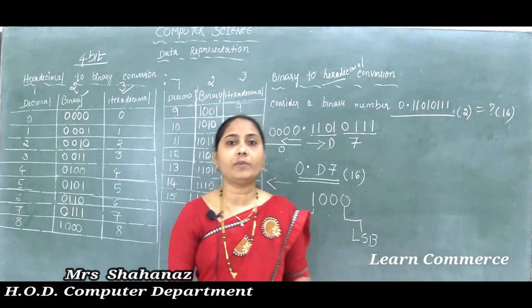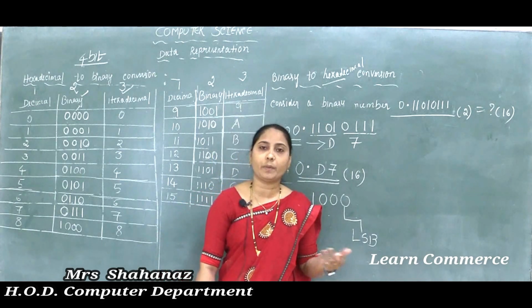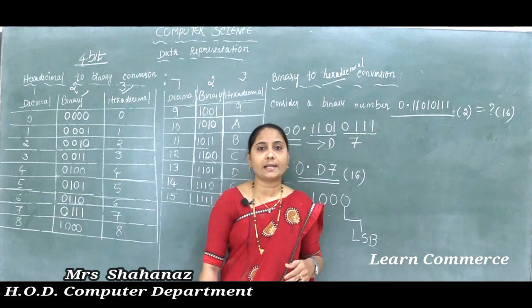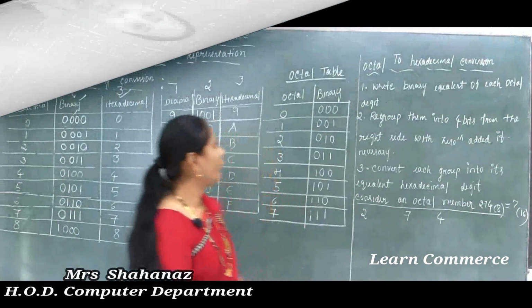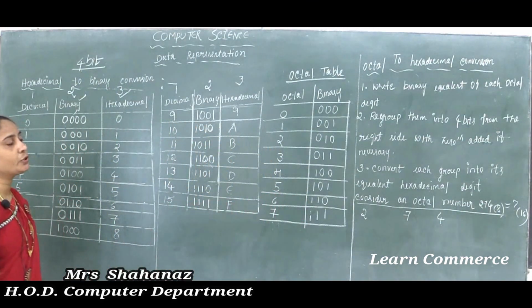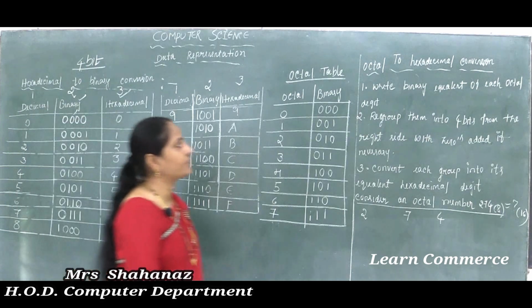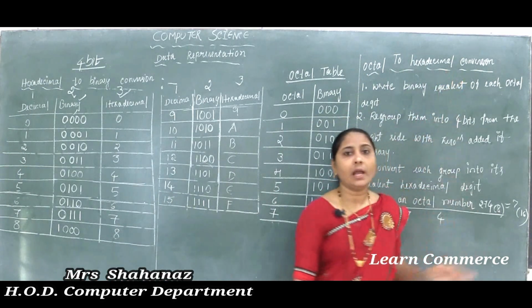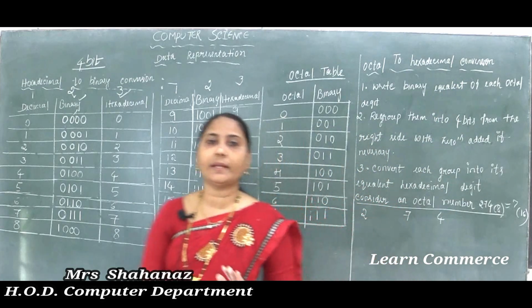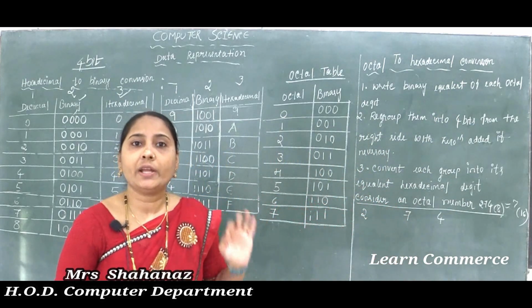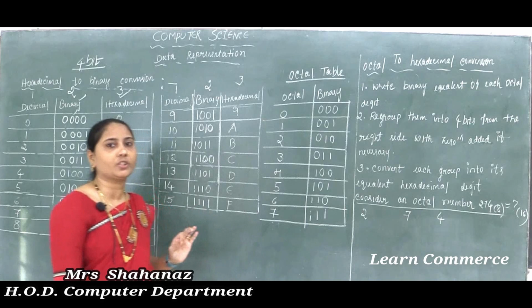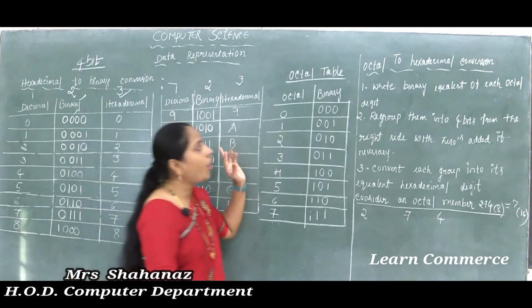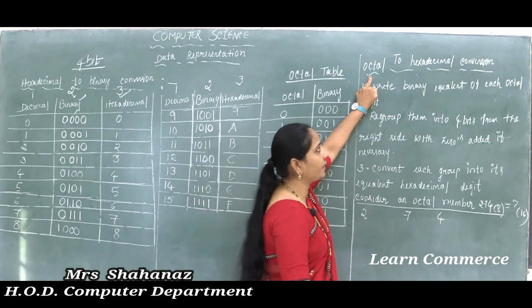Now after that we'll complete the next conversion, the octal to the hexadecimal conversion. The next conversion name is the octal to hexadecimal conversion. Now we are not in the binary to hexadecimal conversion. Now we just changed our conversion. The conversion name is the octal to hexadecimal conversion.